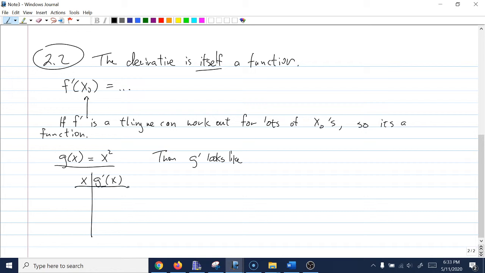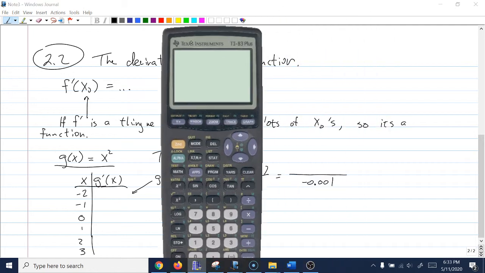I'll work out what the derivative is at -2, -1, 0, 1, 2, 3. If I wanted to estimate g prime of -2, I pick a number very close to -2. Let's go with (-2.001)^2 minus g of -2, divided by -2.001 minus -2. The bottom I can do in my head: it's -0.001. The top I need a calculator for.